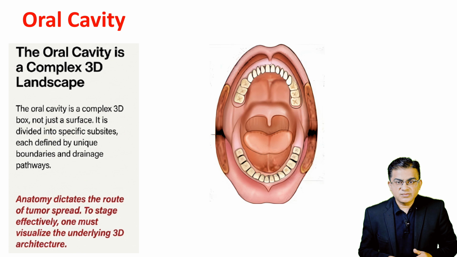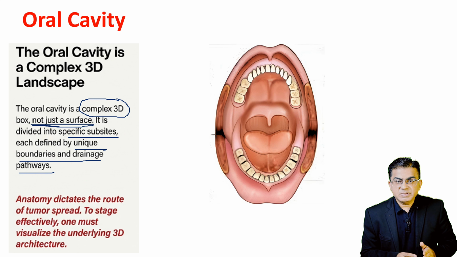A mistake residents often make is thinking of the oral cavity as a surface lining. It is not a surface. It is a complex 3D box. I am not going to just list the subsites. Instead, I will tell you the clinical significance of each subsite from an oncological point of view. Every subsite we are going to discuss today has a specific pattern of spread and specific barrier to spread. If you understand the barriers, you understand the spread. If you miss the barrier, not only do you miss the stage, but you also leave residual disease despite doing a fantastic surgery.